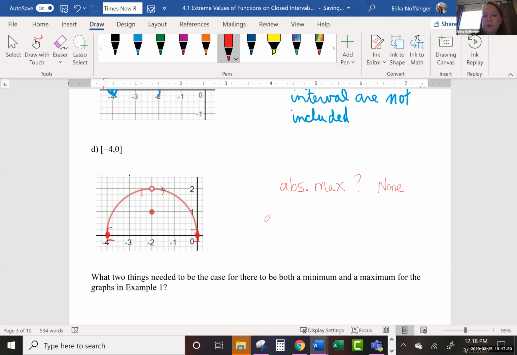But for an absolute min, these are included here. So we do have a smallest y value. We have a smallest y value of 0. So our absolute min is 0. And it occurs in 2 places: when x equals -4 and when x equals 0.